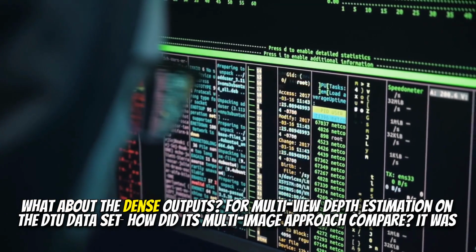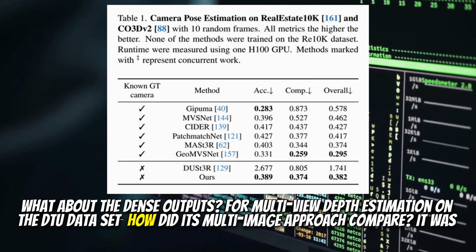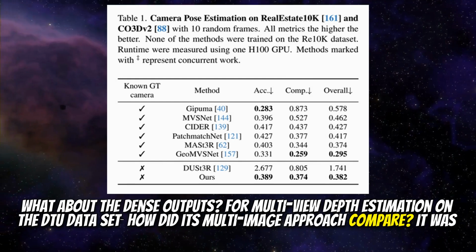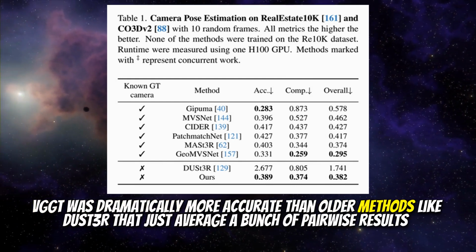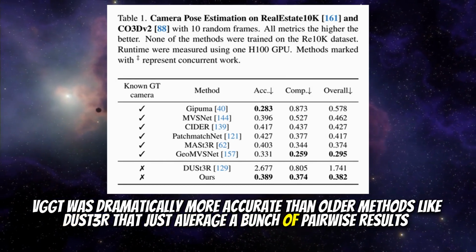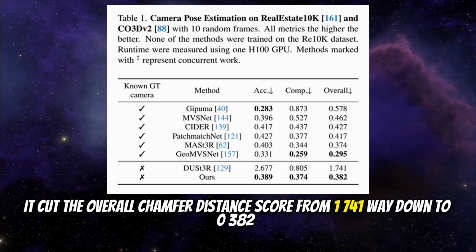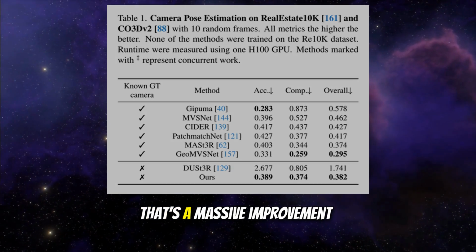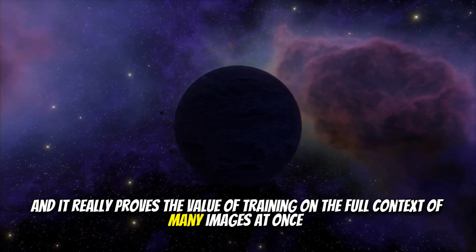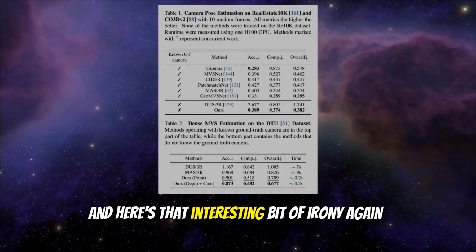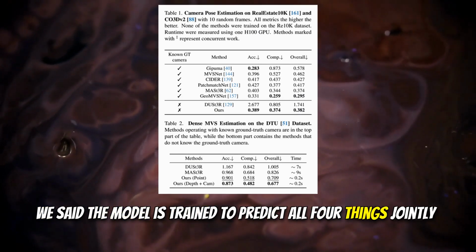What about the dense outputs? For multi-view depth estimation on the DTU dataset, how did its multi-image approach compare? It was a blowout. VGGT was dramatically more accurate than older methods like DUSt3R that just average a bunch of pairwise results. It cut the overall chamfer distance score from 1.741 way down to 0.382. That's a massive improvement, and it really proves the value of training on the full context of many images at once. And here's that interesting bit of irony again. We said the model is trained to predict all 4 things jointly.